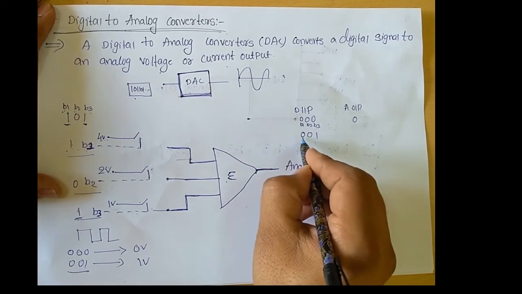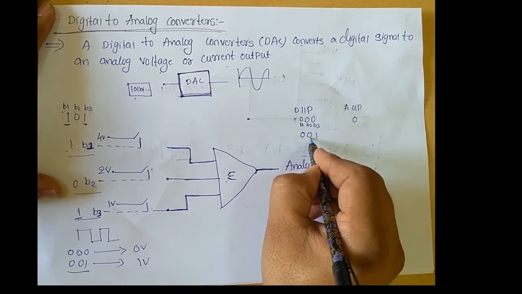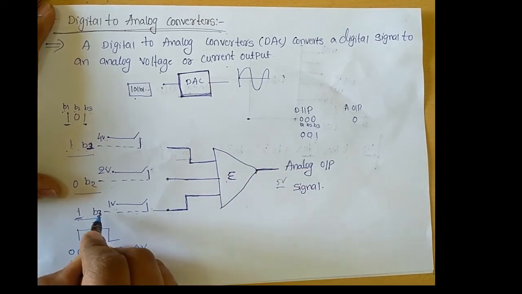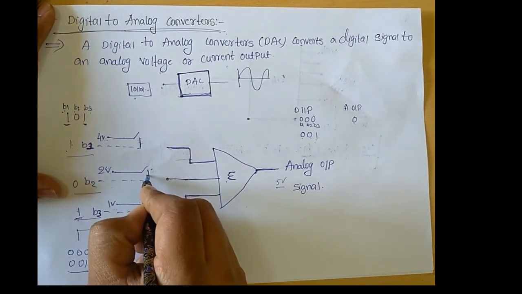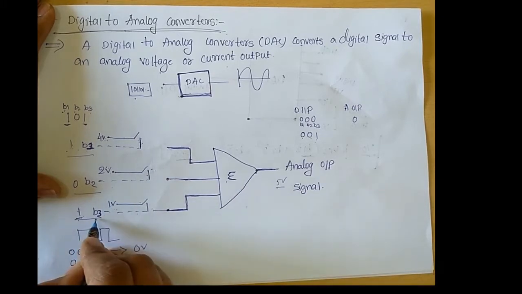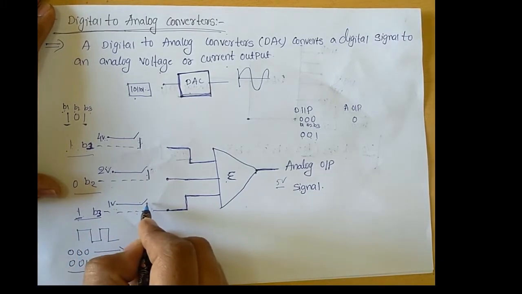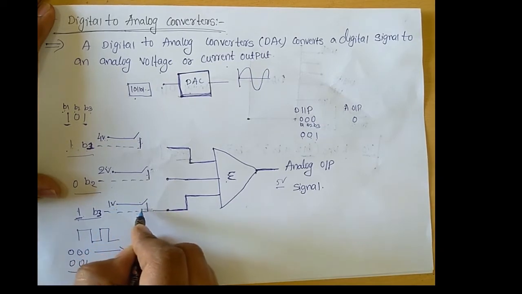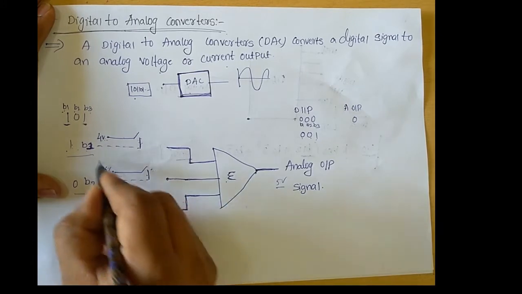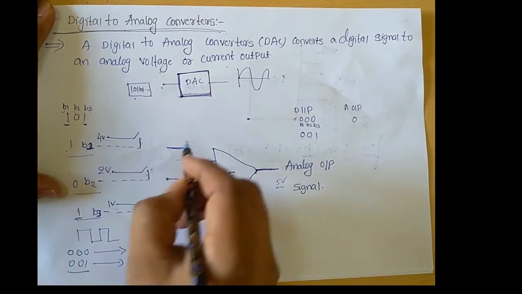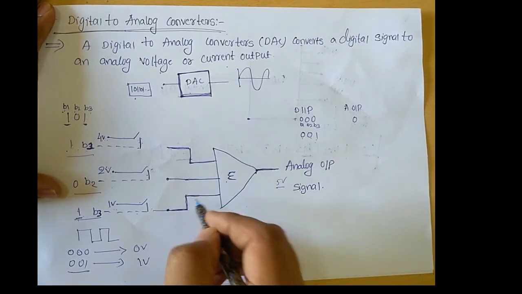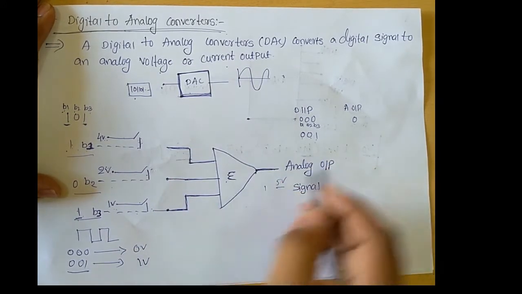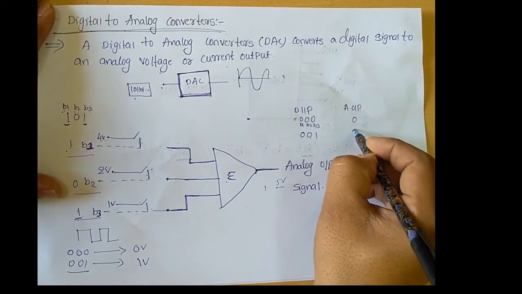For example, here we are giving another input signal, 001. At that time, the B1 bit is 0, B2 bit is 0, and B3 bit is 1. With respect to these two binary bits, these two switches act as open switches, and coming to the B3 bit, this switch acts as a closed switch. If the switch is closed, this 1 volt signal is given to the input of this adder. With respect to the other two inputs we get 0 0. So this adder adds the 3 voltages, and we get the output 1. So here we get the analog output signal as 1.